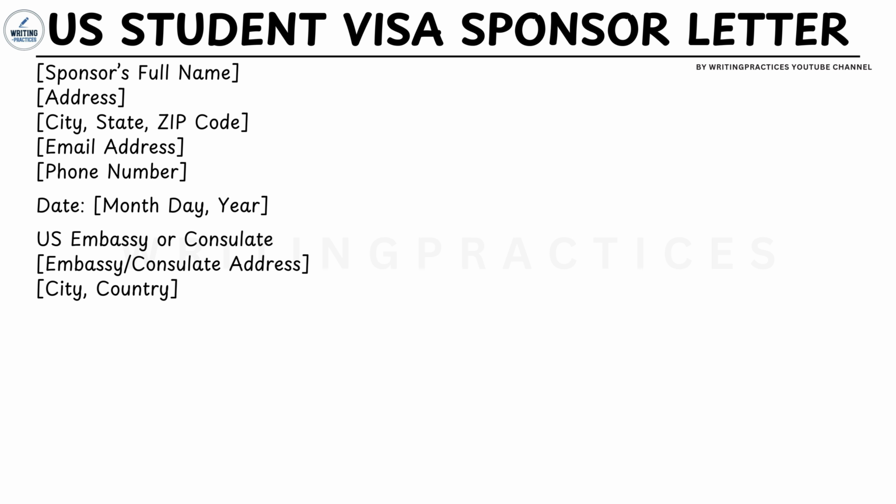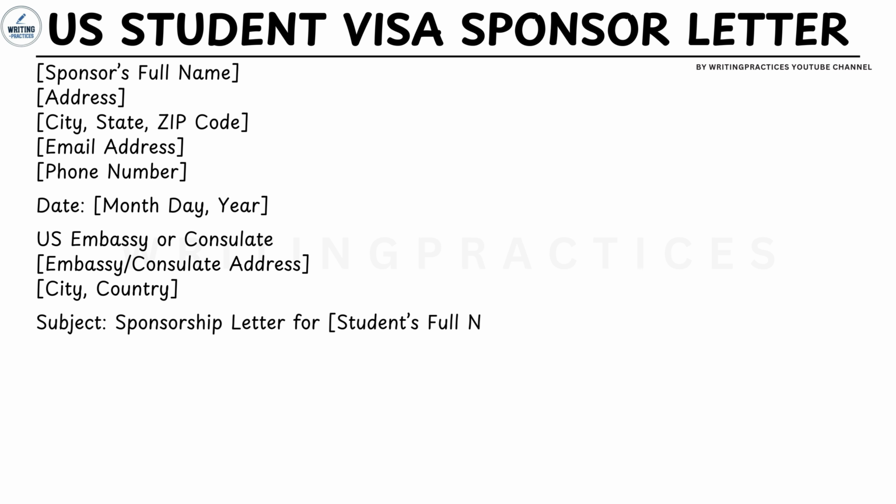Recipient's information. Now we need to address the letter to the correct US Embassy or consulate. Example: US Embassy or consulate address, city, country. This section ensures that the letter is directed to the appropriate visa issuing authority. The student should check the exact name and address of the embassy or consulate handling their visa application and include it here.